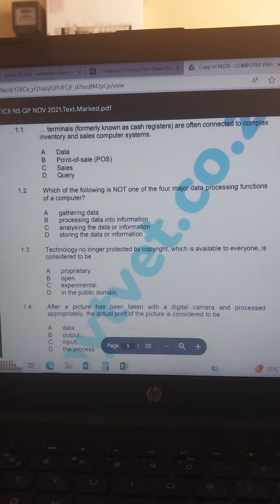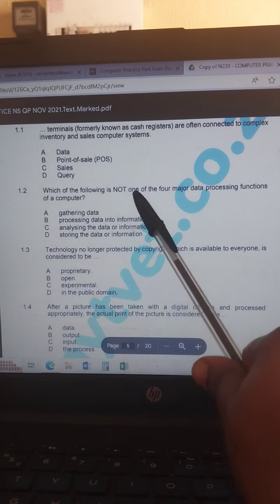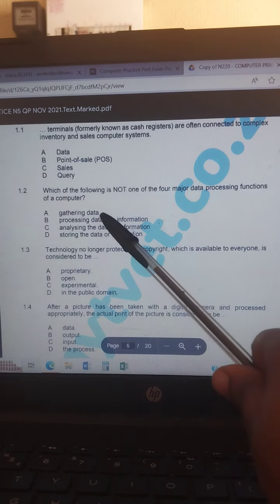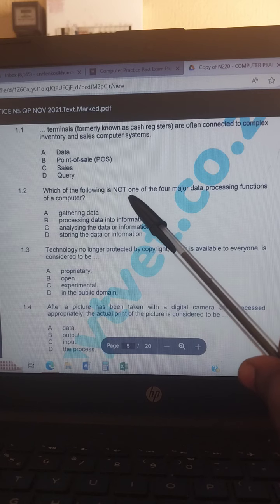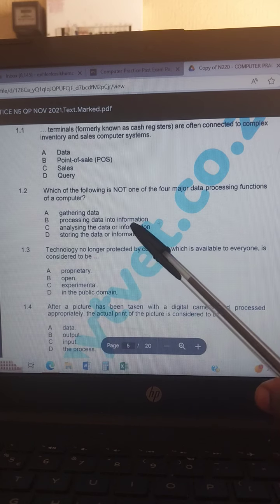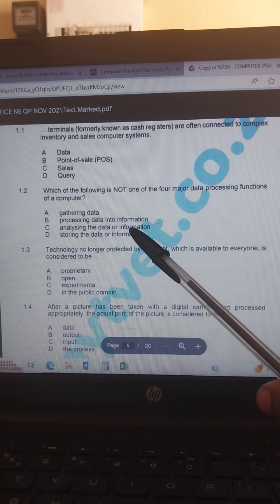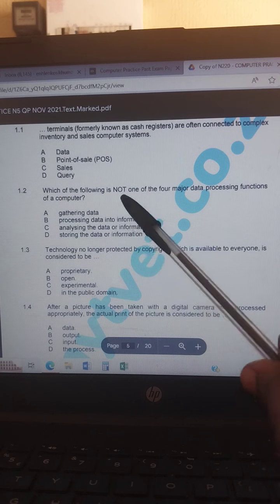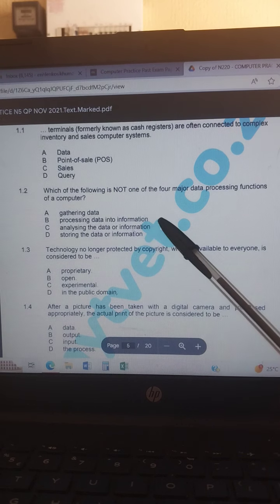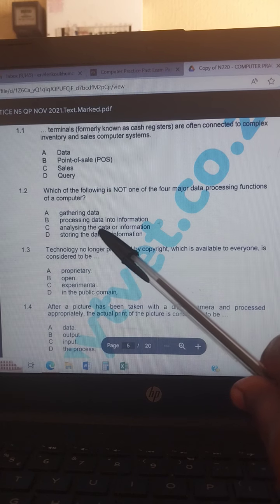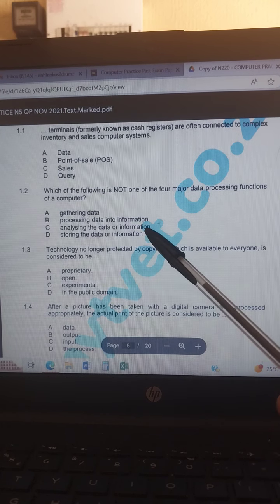Number two, which of the following is not one of the four major data processing functions of a computer? Gathering data, it is a major. Processing data, it is a major. Analyzing the data, it's not a major. Then D, storing the data, it is a major. So the answer to this question is C, analyzing data or information.